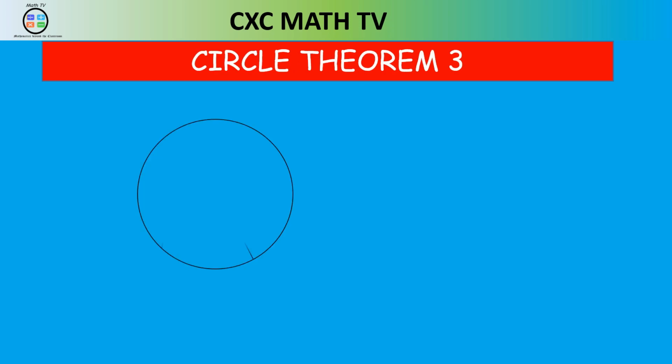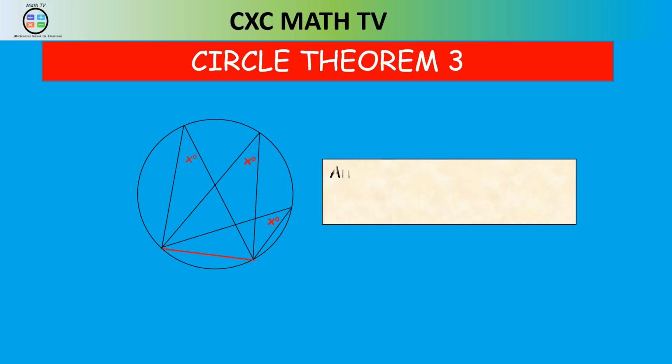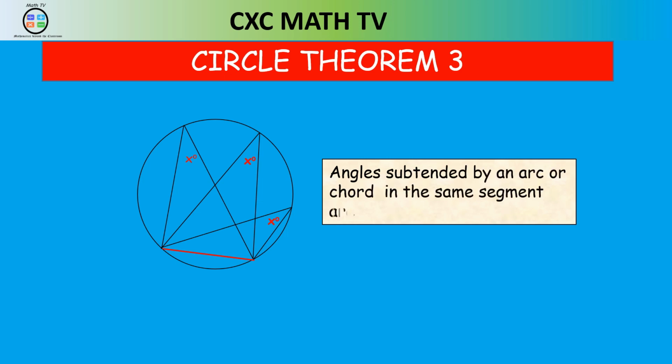Alright, so theorem 3 says angles subtended by an arc or chord in the same segment are equal. Now we just want to put on the same chord in red. So you can see that chord right there in red. And that allows all of these angles right there to be equal. Now, if you really were to look at it, all of these are actually similar triangles. And so similar triangles, they have equal corresponding angles. But we'll get into that when we're doing geometric proofs of circle theory in another video.